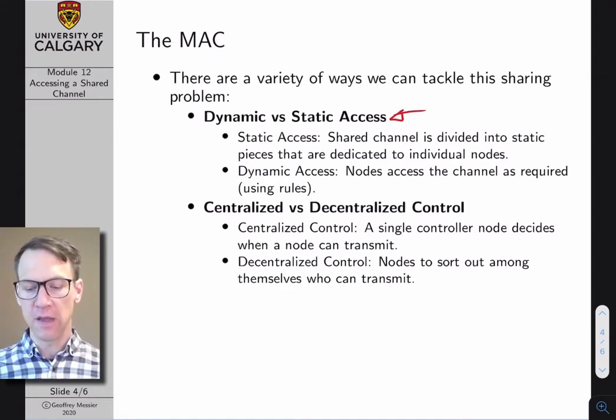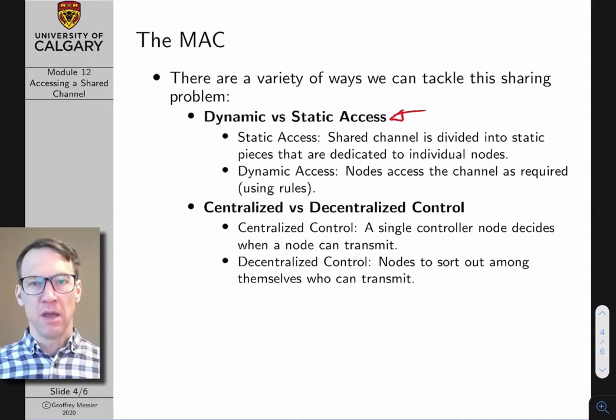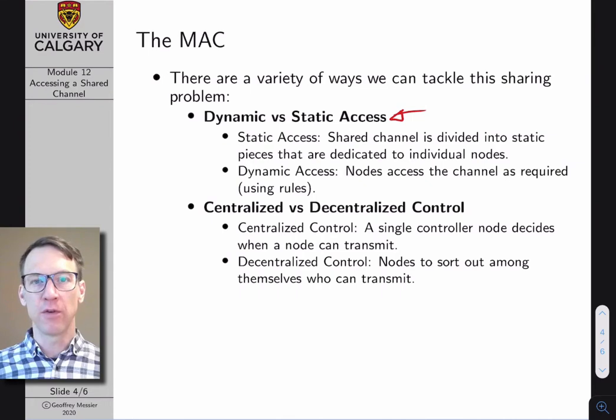So static access is when the shared channel is divided into static pieces that are dedicated to individual nodes. For example, if we were in a classroom and I was teaching a group of 10 students, one way that we could decide to divide up the shared audio channel is for everybody in the room to get 20 seconds to use the shared channel. And we would go in a round robin style where we take turns. So I would speak for 20 seconds, then the first student would get 20 seconds, the second student would get 20 seconds, and so on. Then eventually it would come back to me.